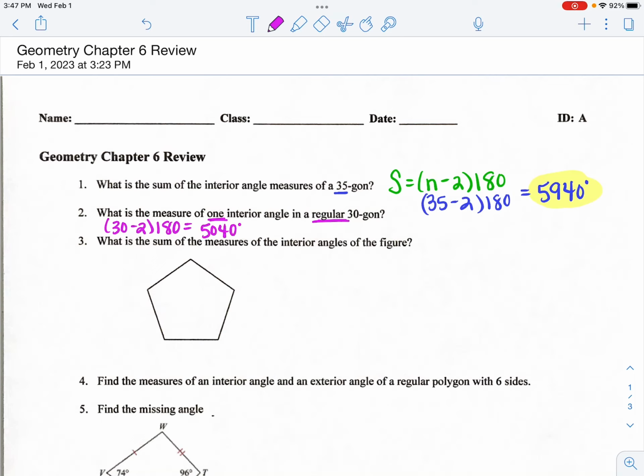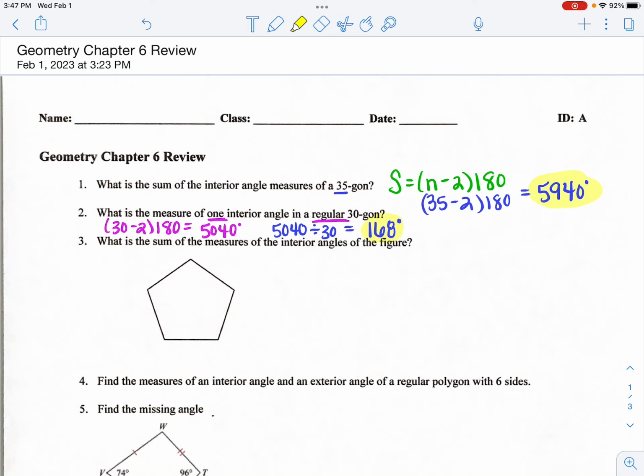But that's all of the polygon. I need just one angle. And since it's a 30-sided figure, I'm going to take that total, 5,040, and divide it by 30. And that gives me that one angle is 168 degrees.